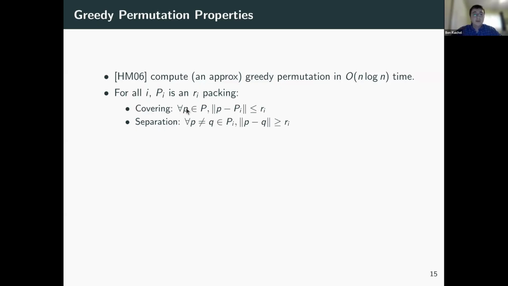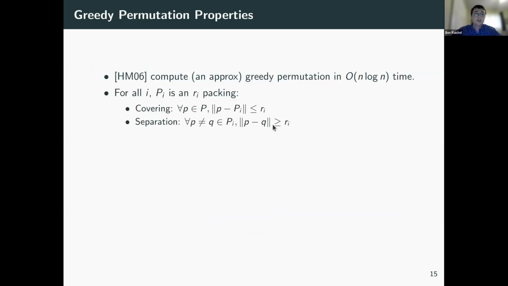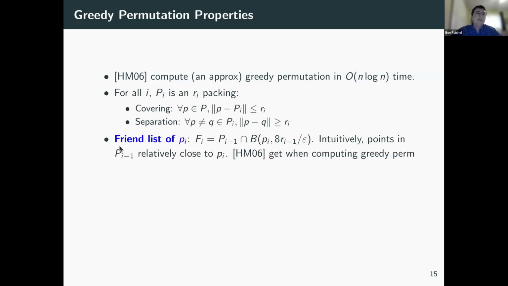So for every point in the point set, it's going to be a distance at most r_i from the prefix P_i. And for any two points in P_i, their distance is at least r_i apart, right? Again, I'm saying everything is covered by one of these balls at radius r_i, and the red points are all distance at least r_i apart from each other, right? So this is what I mean by a packing.